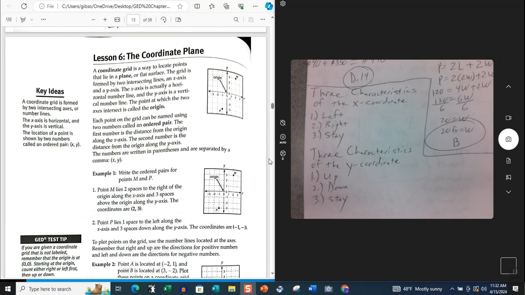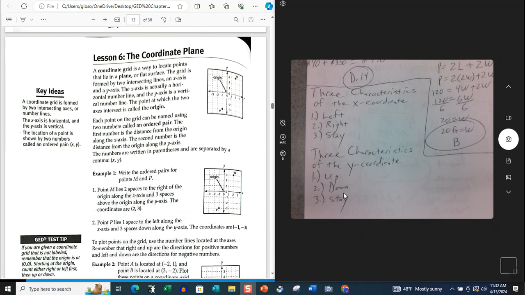Now that we know that, with our ordered pair, there are characteristics of the x coordinate and the y coordinate. The three characteristics of the x coordinate, or as we say, the x value of your ordered pair, is that you would either go to the left, the right, or you would stay where you're at. Now for the y coordinate, there are three characteristics. Remember, you do the x coordinate first, then the y coordinate. You either go up, down, or you stay where you're at.